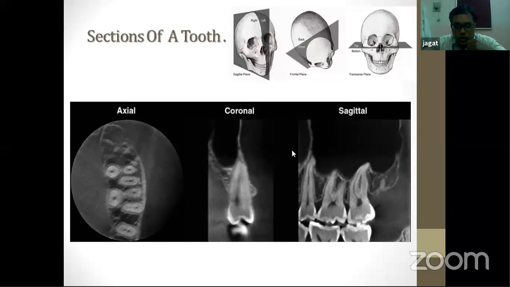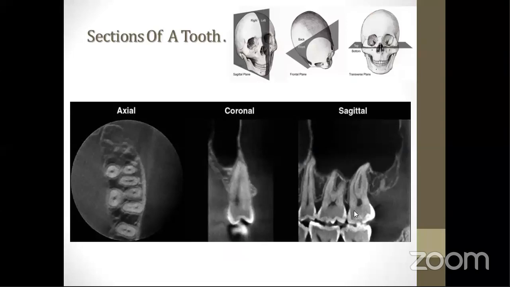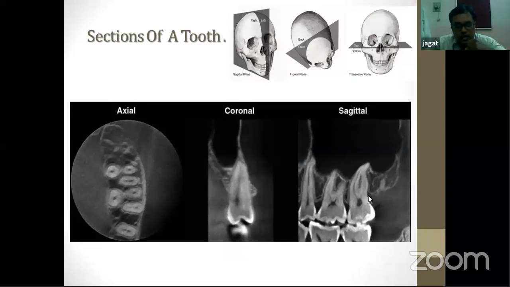Now, when we look at the tooth with the same sections, an axial section looks like this. You are able to look through the cross section of the teeth. These are the roots with the root canal. Coronal is running through the length of the tooth, and sagittal is running from the lingual to the buccal side of the tooth sections. So this is how they would appear.